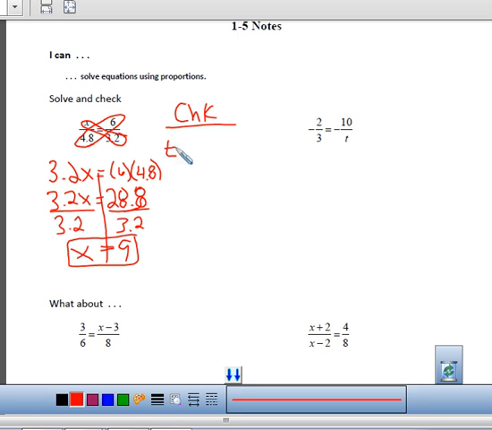So I do ESS. Let me use a different color here. ESS. E is the original equation, so go with the proportion. X over 4.8 equals 6 over 3.2. Now, substitute your value in. So you have 9 over 4.8 equals 6 over 3.2. So it's kind of hard to do like the scale factors strategy here.